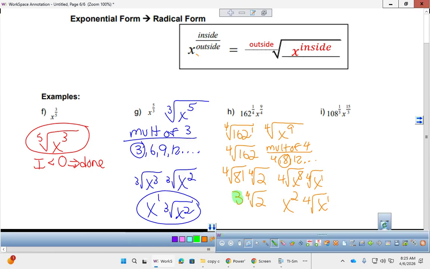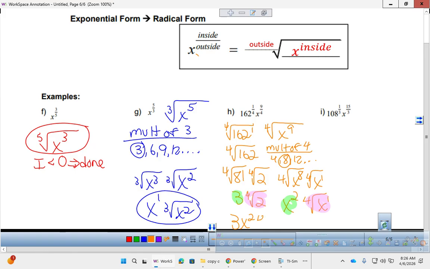So I'm going to take these and then these. I can only write those two things in pink together because they're both 4th roots. If one was a 3rd root and one was a 4th root, I'd have to keep them separate. Does that make sense? All right, so I'm going to do 3x squared 4th root of 2x.